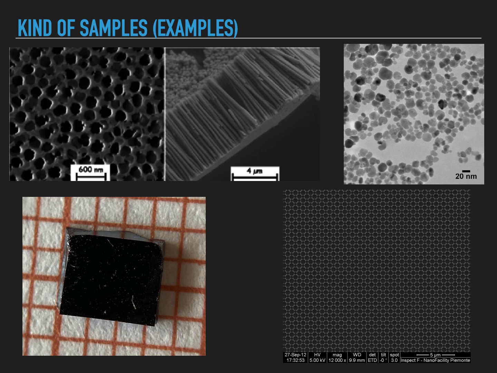What are the typical samples that are characterized with such kind of magnetometers? Of course, they are magnetic materials, but they are in the form of thin films, for example, or nanowires, or nanoparticles, or patterned media, or porous materials, but also bulk samples, provided that they are not too heavy.